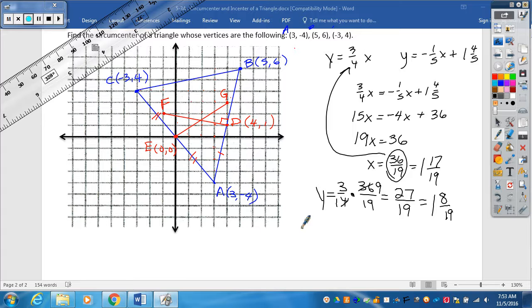So again, the ordered pair of this value right here is going to be this. The x value is 1 and 17/19, and then 1 and 8/19. Now again, why do I like that problem? It's a lot of stuff that you guys have been studying over the last 2 years, all brought together in one single problem, and again, it's reinforcing what we're currently studying, the circumcenter.